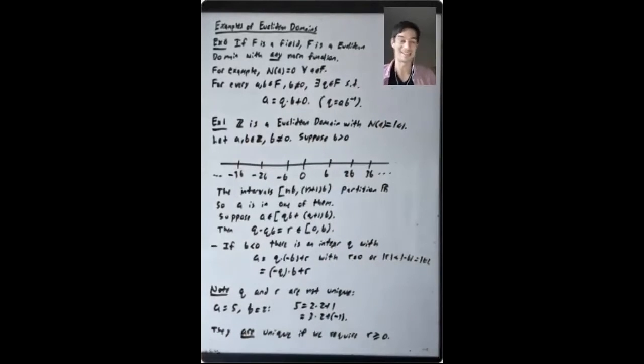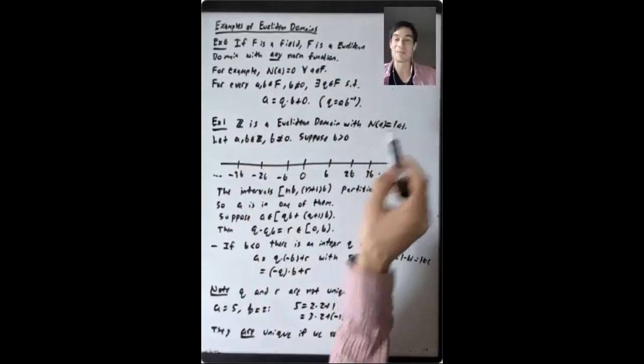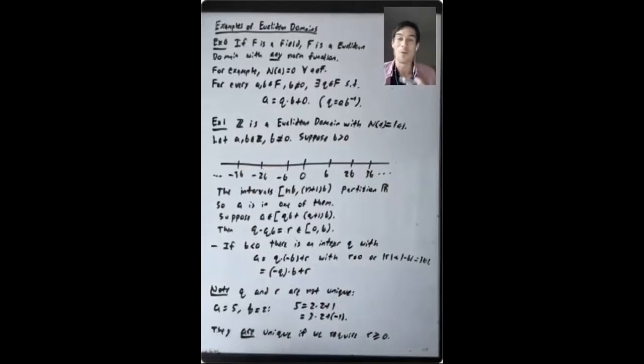So let's see our next important example. Z is a Euclidean domain with norm of A equals the absolute value of A. So what are we actually doing now? We're proving the division algorithm in Z, which we haven't done earlier in this course, but I think it's worth doing here because it illustrates how one shows that anything has a division algorithm. So it's a useful thing to see, even if you've seen it before.